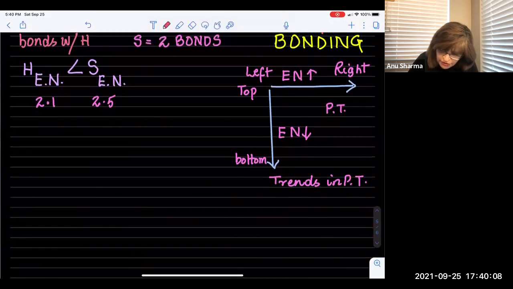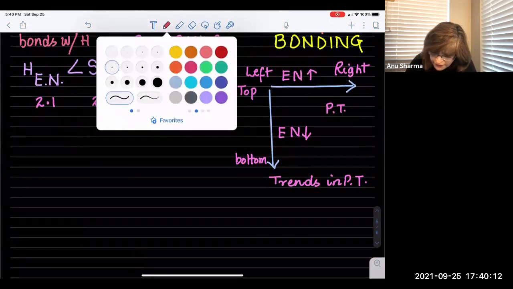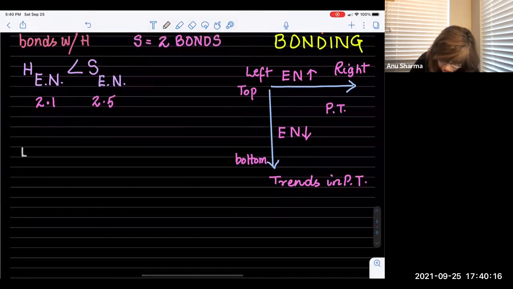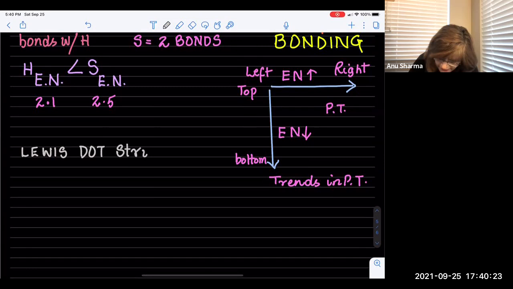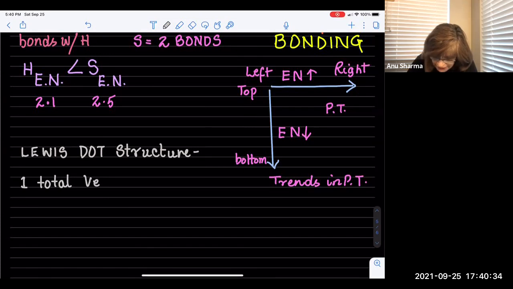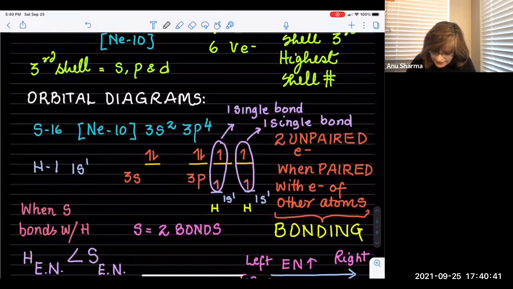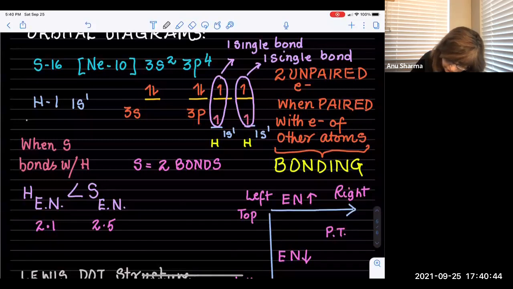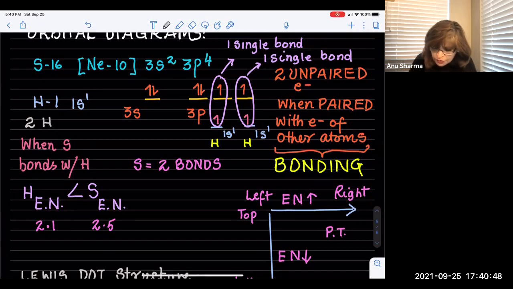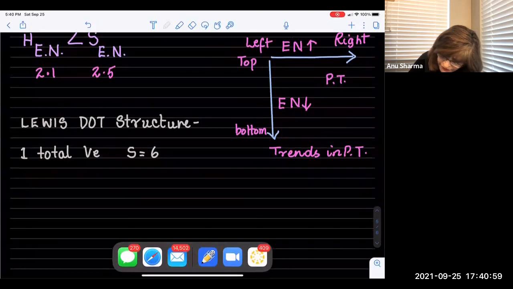Next, let's draw the Lewis dot structure. Here we have total valence electrons. For sulfur, there are six valence electrons. And this is a molecule, H2S, for example. So we would need two hydrogens, sorry to mention this here. So two hydrogens will be needed to bond with those. So we are looking at an example of H2S.